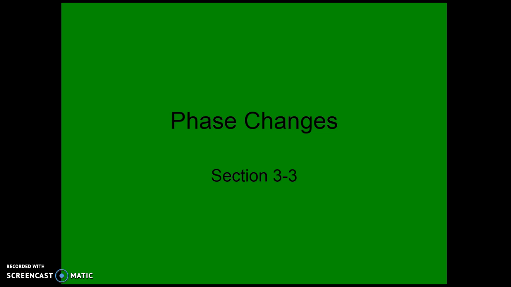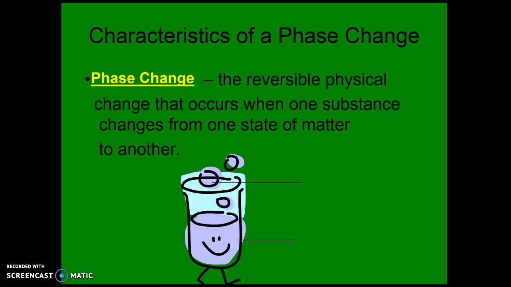So, section 3, this is in your green note packet. First of all, talking about the characteristics of a phase change. We need to know what a phase change is in order to talk about the characteristics of it. This is a reversible physical change that occurs when one substance changes from one state of matter to another. So, for example, if something goes from a liquid to a gas or from a solid to a liquid.